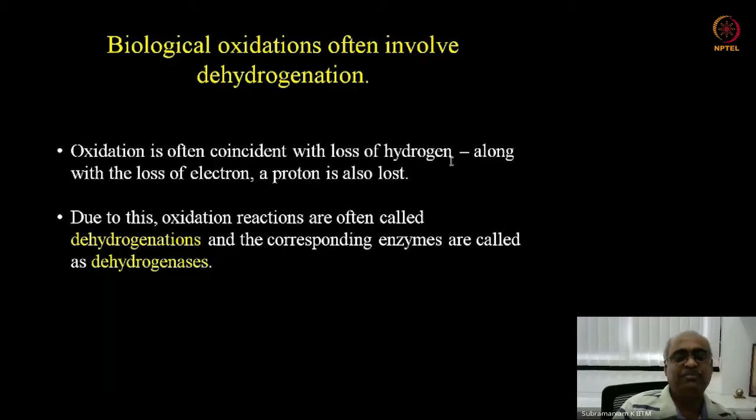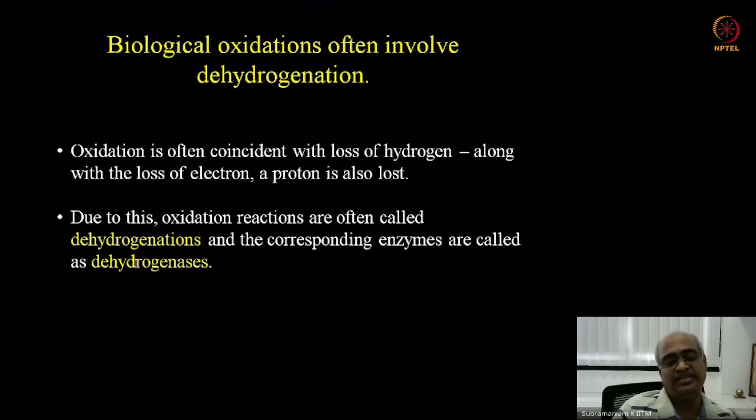So it usually happens as a loss of hydrogen. Okay, that is the form in which we lose electron. Meaning when we lose an electron, we also lose a proton. So therefore, the oxidations are usually dehydrogenations, meaning you are removing a hydrogen. That is why dehydrogenation. Like dehydrating, when you lose water, dry up, you call dehydrating. So similarly, when you lose hydrogen, you call dehydrogenation. And the corresponding enzymes are dehydrogenases. Okay.